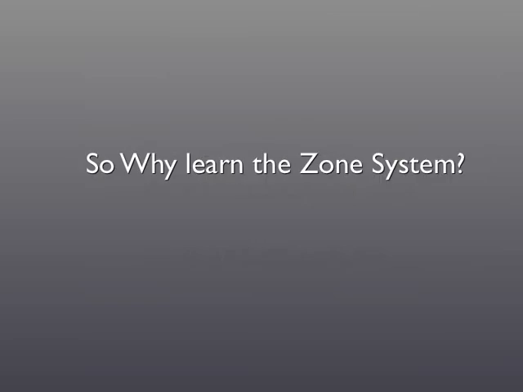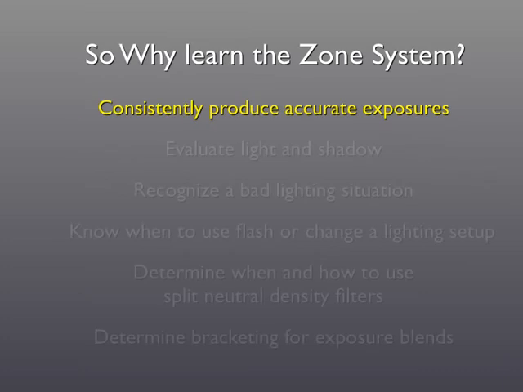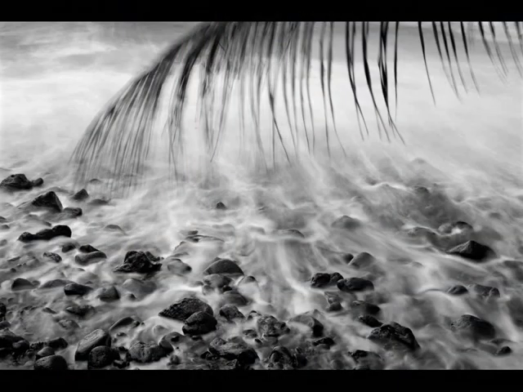So why learn the zone system? Well, there are many good reasons, but consistent exposure tops the list. The camera is designed to give a good exposure under average conditions with average subject matter. But when your subject is too dark or too light, the camera is likely to give you a poor exposure.